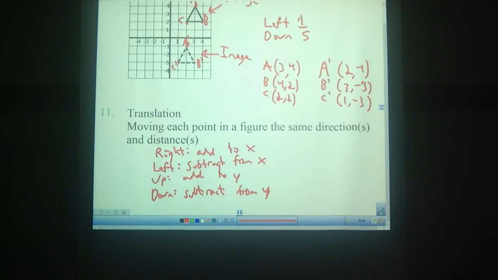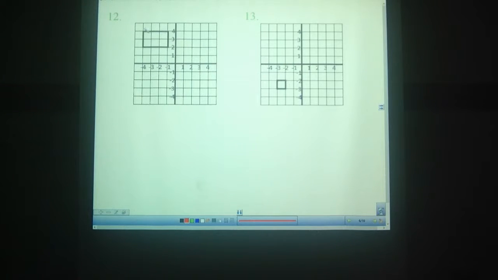Okay, so here I've got two different shapes. We'll call this one D, E, F, G. This one we're going to translate down 3 and to the right 5. Here, we'll continue on the alphabet, H, I, J, K. And we're going to translate that one, let's say, up 4 and right 1. See if you can do this correctly. Pause the video. And we are back.